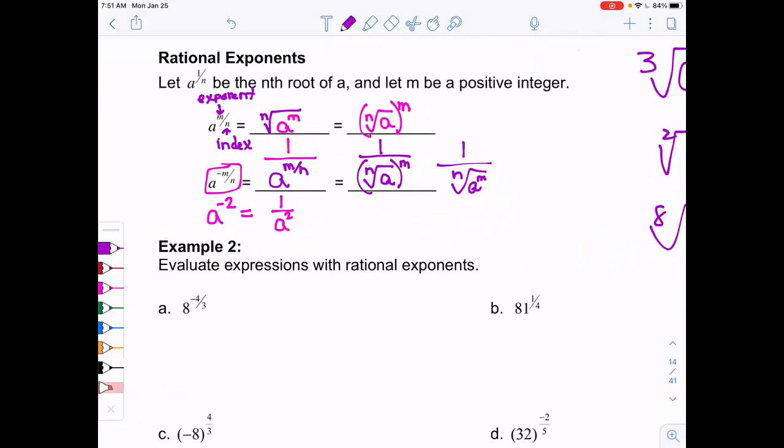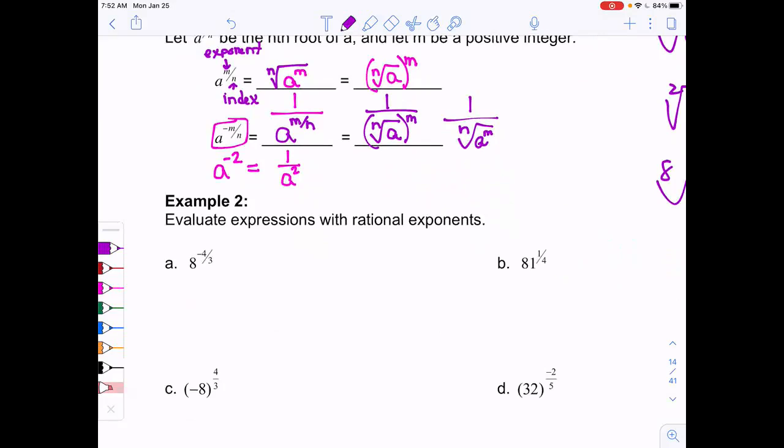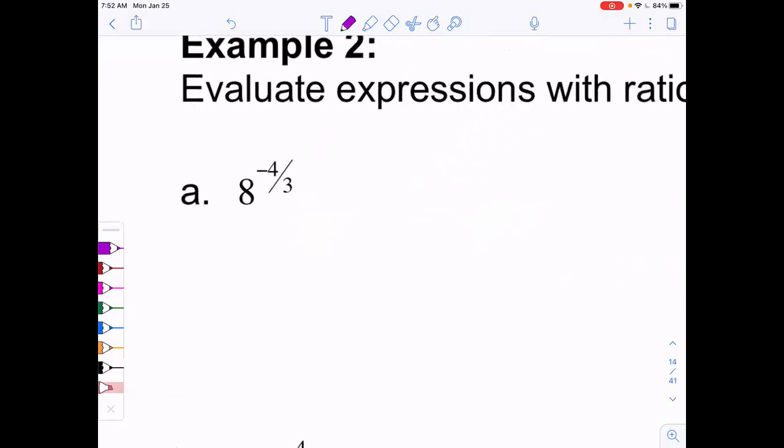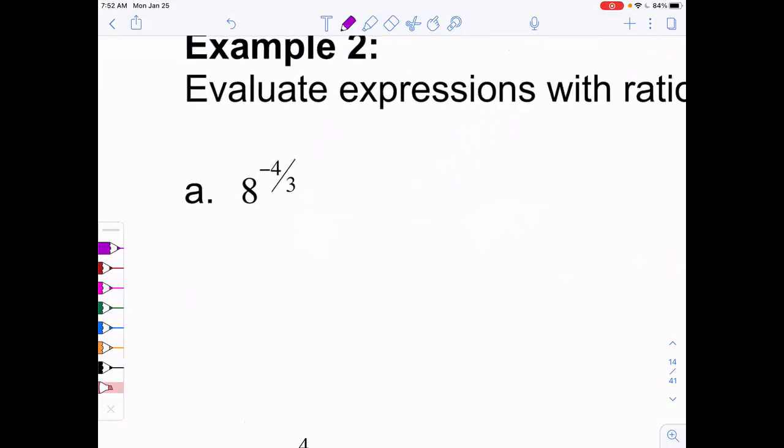So our next group of examples just wants us to evaluate. It doesn't say find the nth root. It just says to evaluate the problem. So we're going to try and evaluate these rational exponents. The first one we have is 8 to the negative 4/3. So before I do anything with the fraction, I have to worry about the negative. If the exponent is negative, I need to take that and place it underneath the number 1.